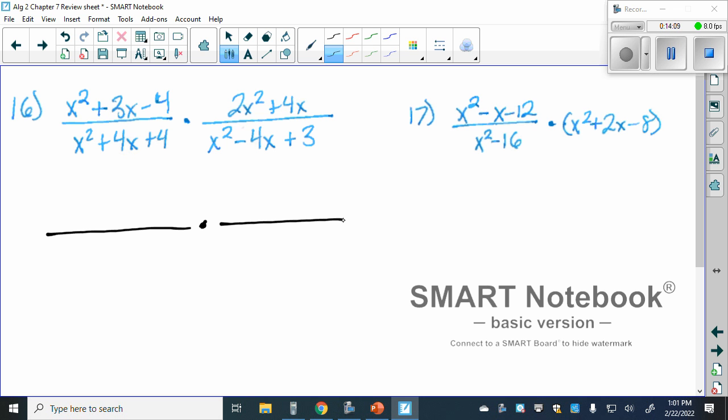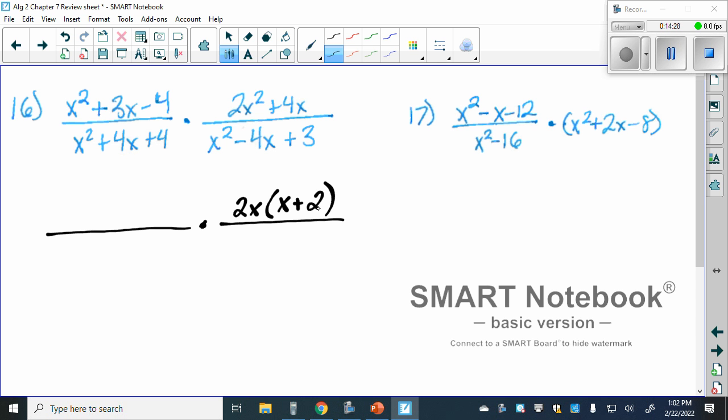Because it has a greatest common factor of 2x. And if I factor 2x out of 2x squared, we're left with x plus 2, because 2x out of 4x would leave us with 2. Any questions on this here?